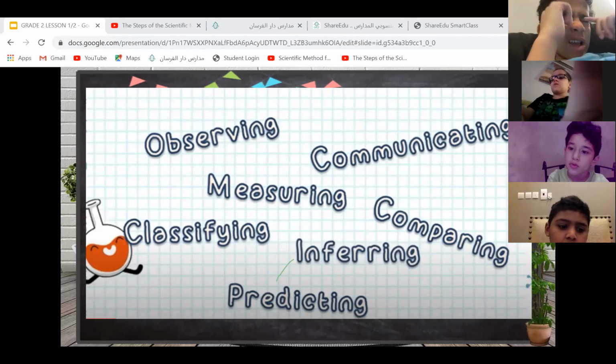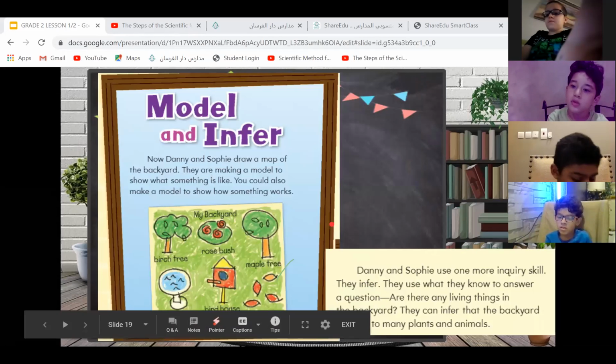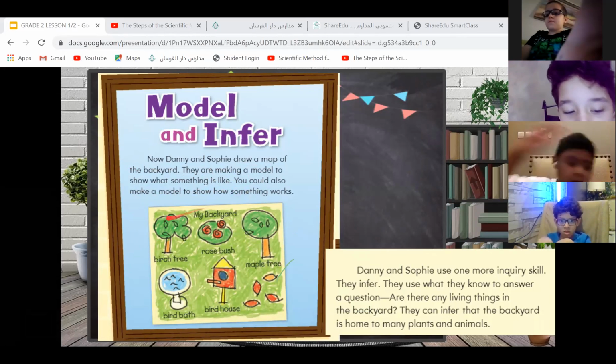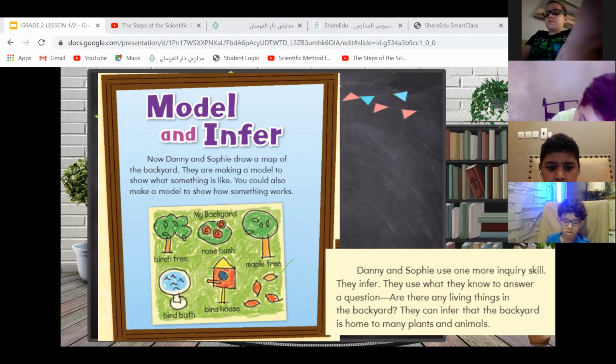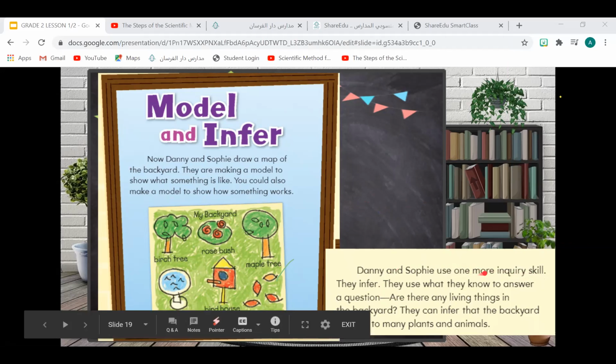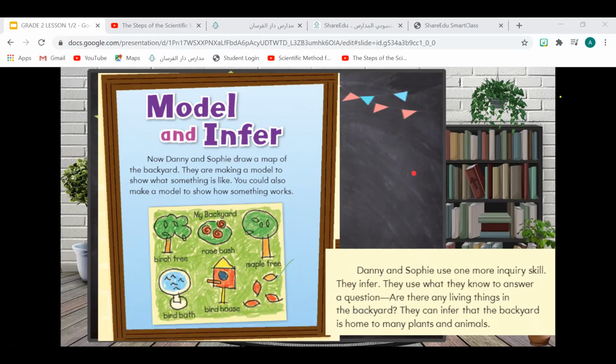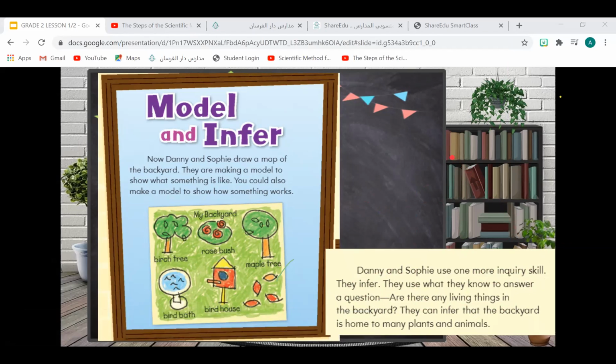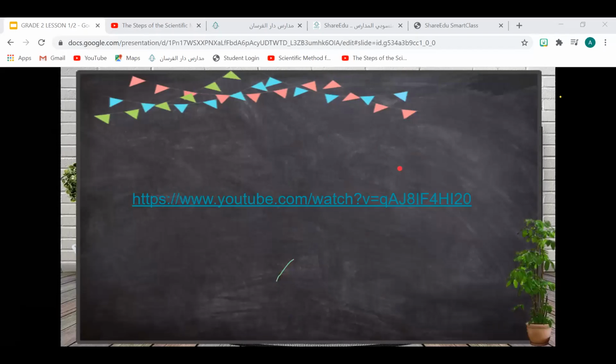Let's see yesterday how they were inferring about something. Yesterday, okay. When they made the model, they also infer about it. See, Danny and Sophie draw a map of the backyard. They are making a model to show what something is like. You could also make a model to show how something is working. You can make a model of anything, guys. Now, Danny and Sophie using one more inquiry skills, they infer. They infer what, teacher? They use what they know to answer the question. See? Are there any living things in the backyard? I'm asking them. Are there any living things in the backyard? Based on what they already know, they can infer that the backyard is home to many plants and animals. See? They are answering the question based on what they know from before. Okay, guys?